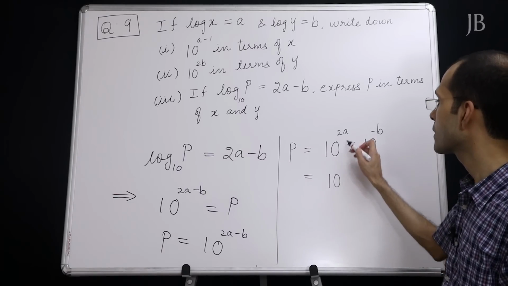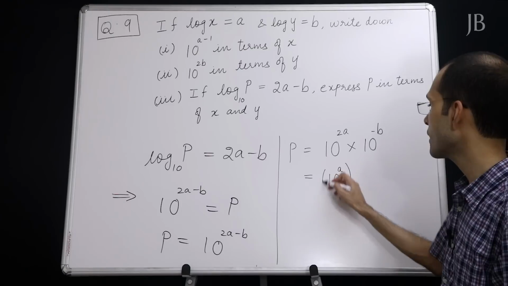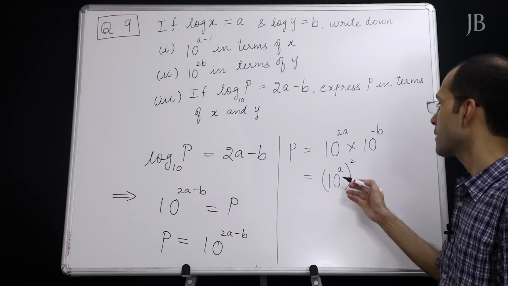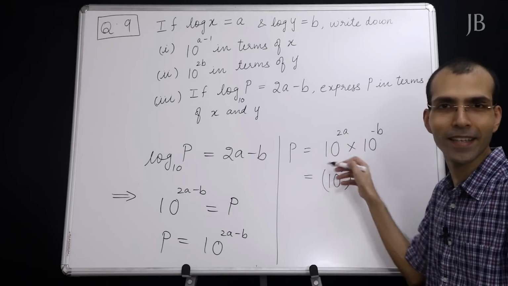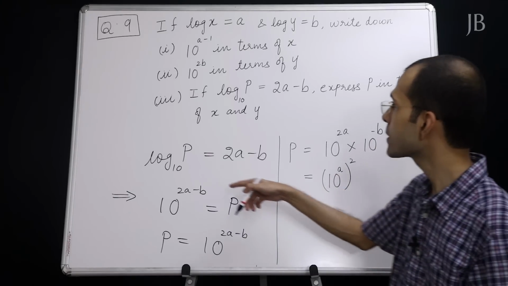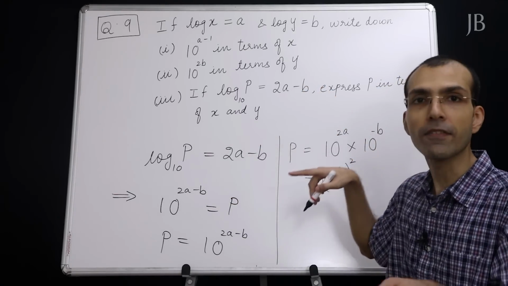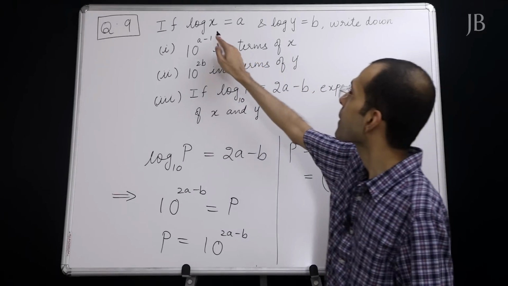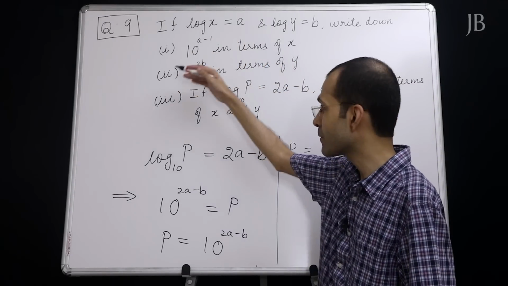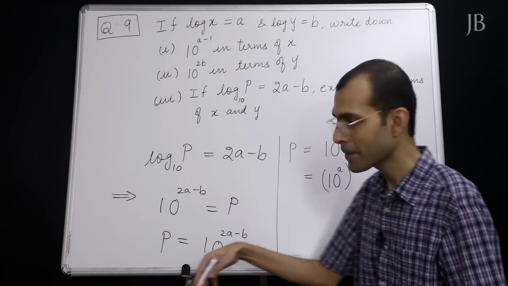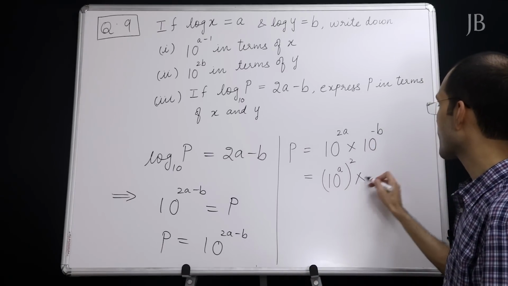Now this can be written as 10 raised to a, the whole raised to 2. That will be the same as 10 raised to 2a. Why do we do this? Because of the value we have for 10 raised to a. You remember this 10 raised to a was x. We had written it down here, then I erased it. Into 10 raised to minus b.